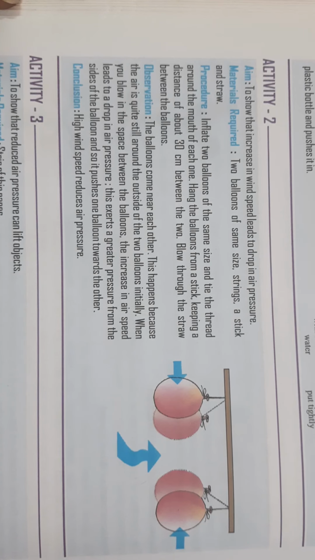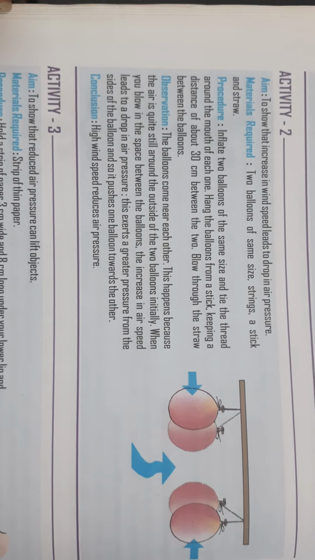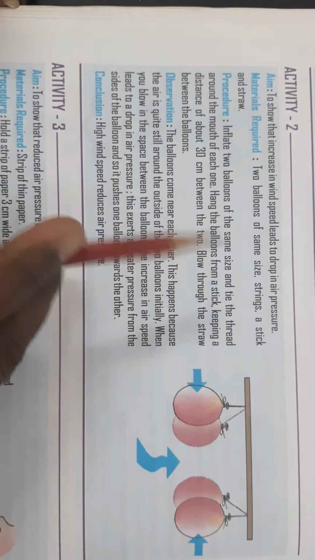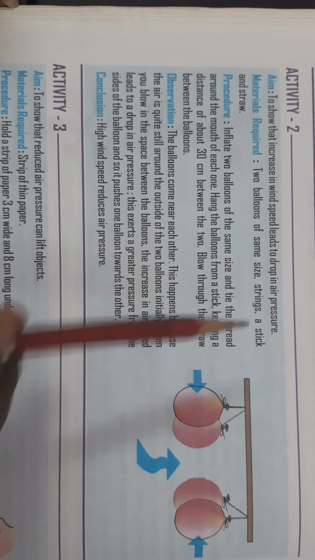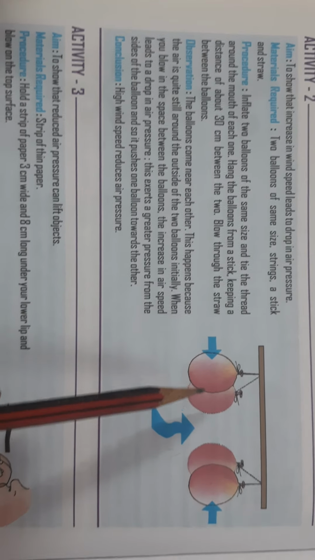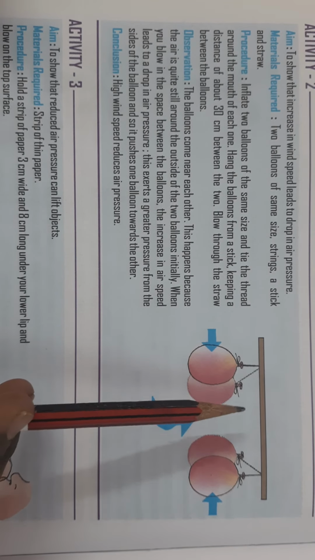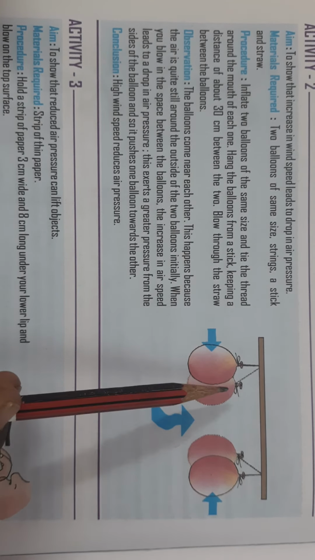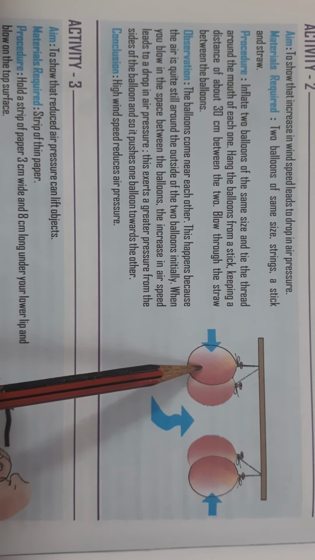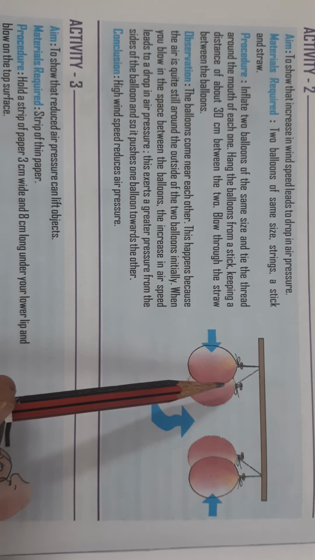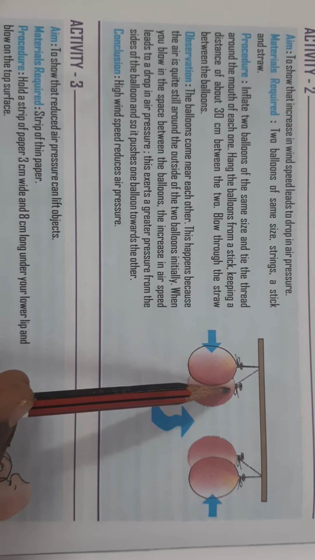Good morning, students. Let's move on to the second activity, to show that an increase in wind speed leads to a drop in air pressure. You have to take two balloons of the same size, a string, a stick and a straw. Inflate two balloons of the same size and tie the thread around the mouth of each one.